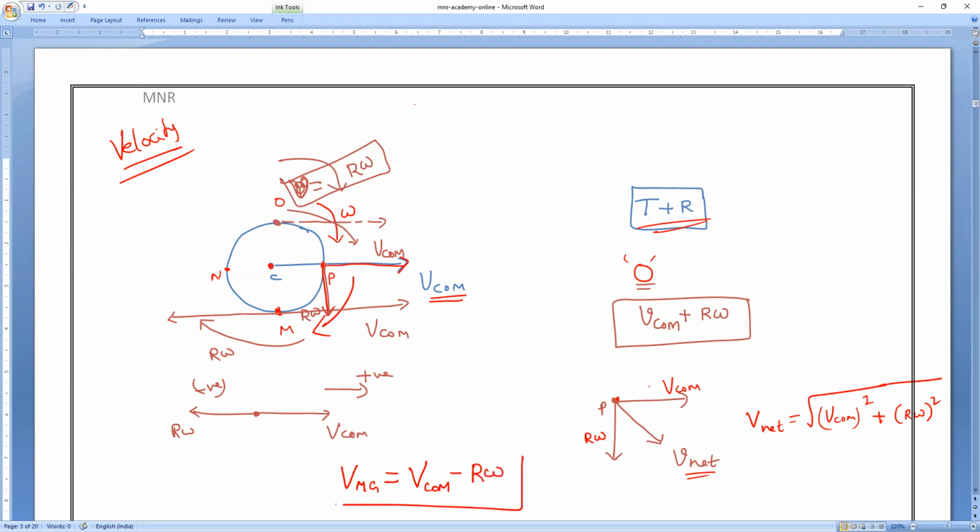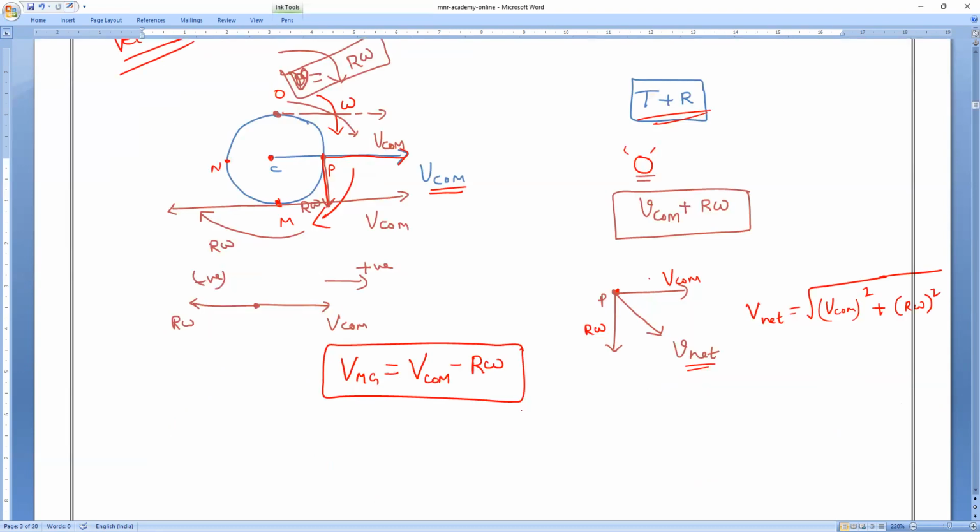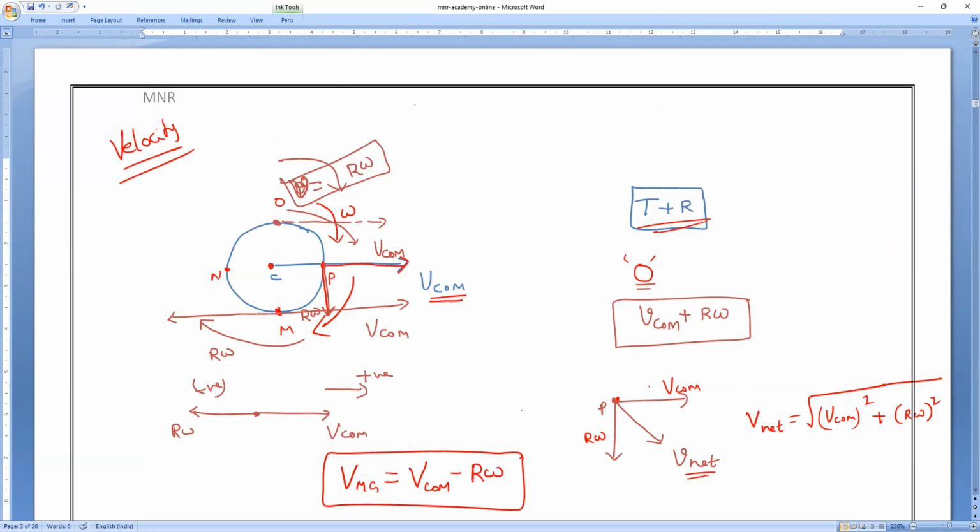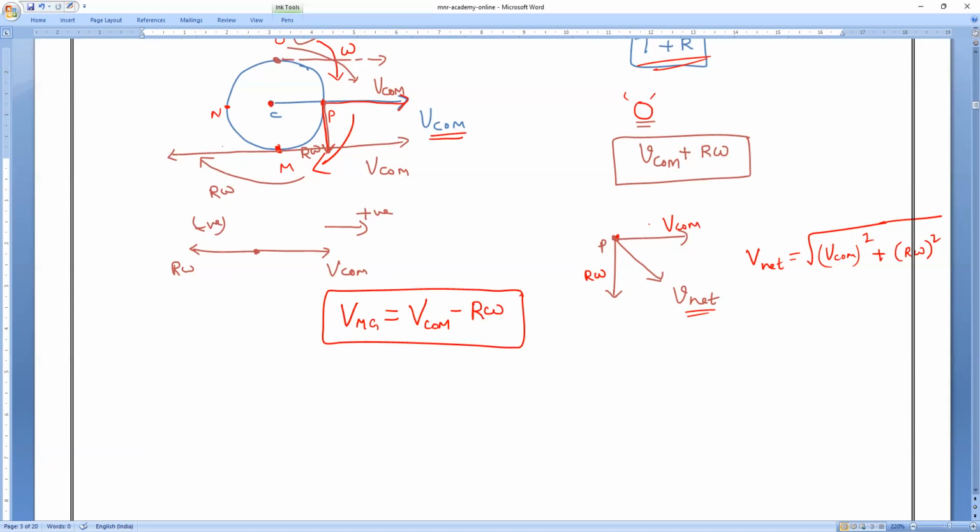Minus rotational motion. That is what I have to remember. Clear? Rudreswar, understand? Pradosh? Yes, sir. Now, for the particle N, you all tell me. I won't say, you only tell me.